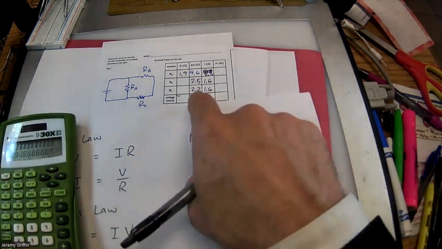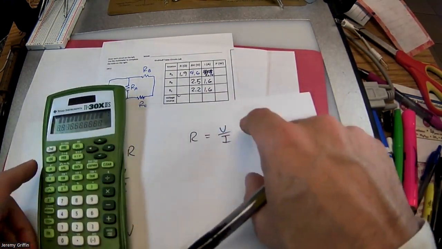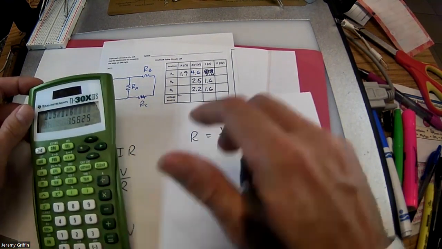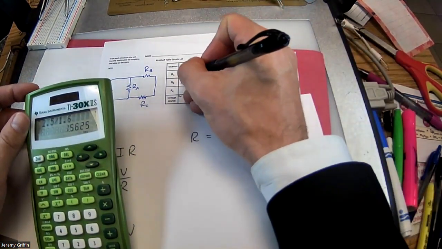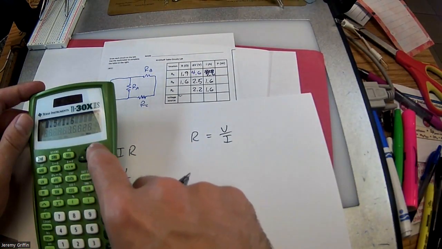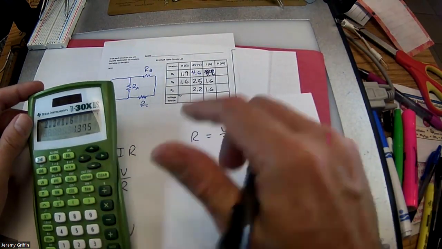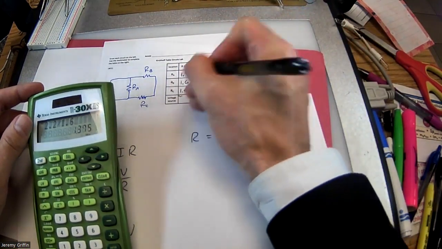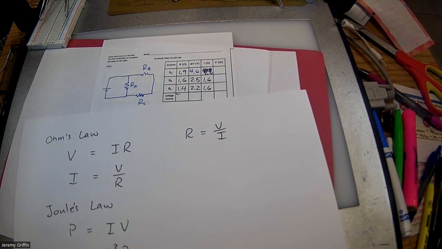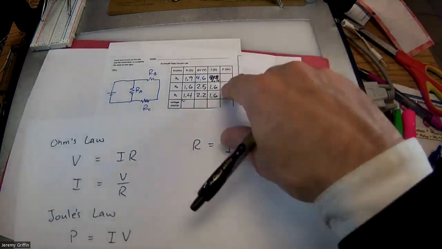What about for resistors B and C? What is 2.5 volts over 1.6 amps? That's 1.56. I'll call it 1.6. And then there's a 2.2 volt drop across that guy, so this guy's only 1.4 ohms, right? I guess that.